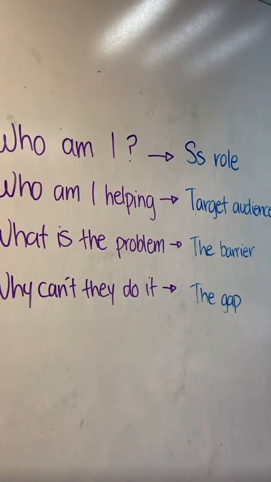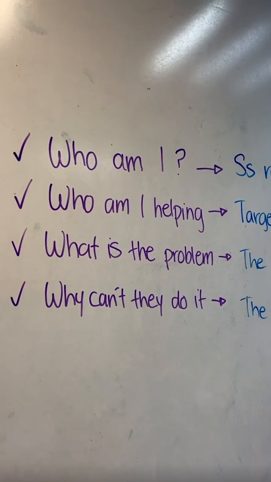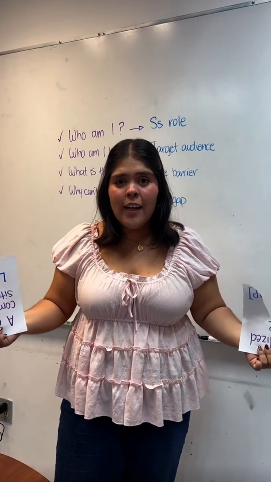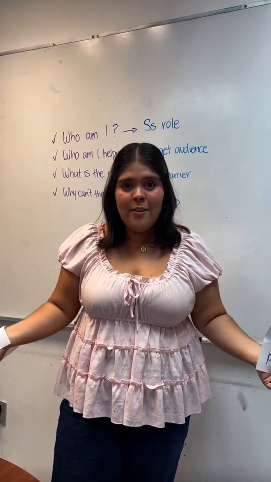First, a mediation activity establishes the realistic scenario that answers 4 critical questions. Who am I? Who am I helping? What is the problem? And why can they do it? Without this context, a student cannot mediate since they don't know how to adapt the language.